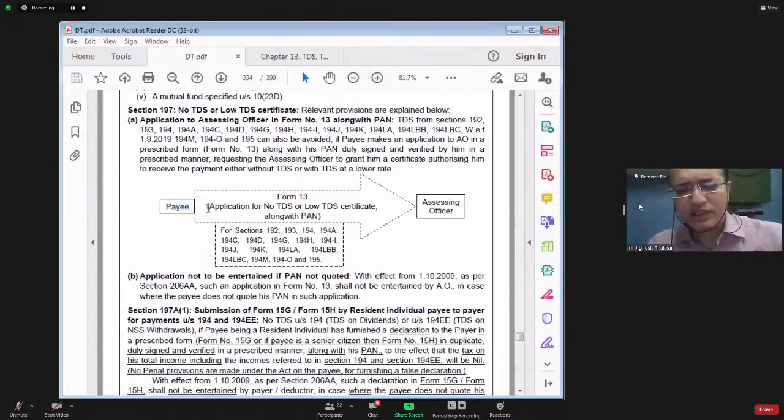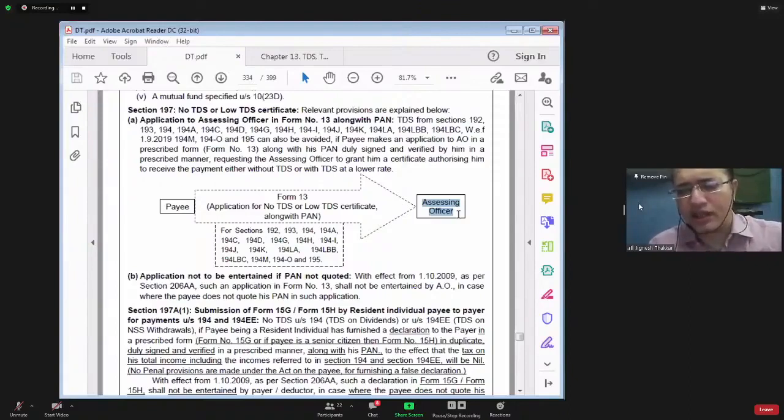In that case, instead of a no TDS certificate, since Sarvana's tax liability is not zero, there is a tax liability, but the tax liability is less while the TDS is deducted at a higher rate. So in that case, Sarvana can apply to the assessing officer for what? He can apply for a low TDS certificate. Then the assessing officer will calculate at what rate, if the TDS is deducted, the entire tax liability can be recovered.